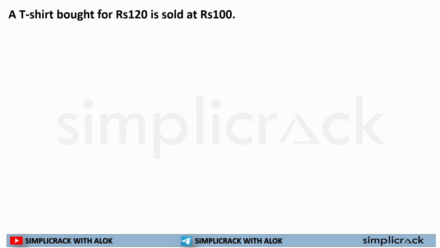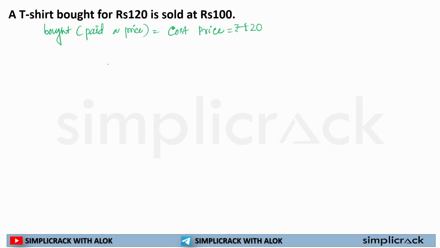Now the next concept. Sir, I bought a t-shirt for 120, but it was old. Nobody was ready to buy it at 120 or more than 120. So I had to sell it for 100. This question is about everything. So a t-shirt is bought for 120 and sold at 100. So sir, as you have already informed me, bought means I have paid a price for it. This means it is a cost price to me because I have paid the cost for it. So cost price is 120.